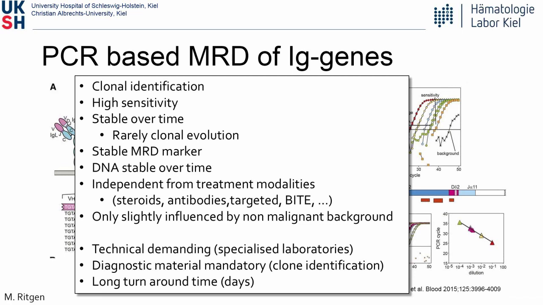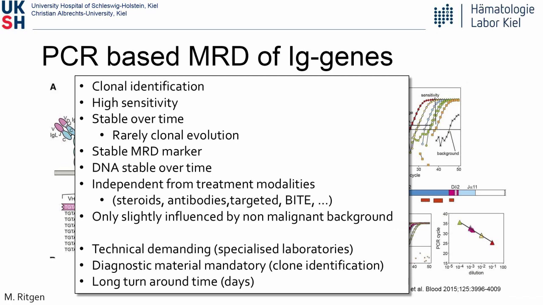This is a technique which is highly sensitive and stable over time. The clone is usually stable over the whole course of the disease, and clonal evolution is rather rare. And the DNA is also stable over time. So we can use DNA stored from frozen tissues, or even blood which travels for a week or 10 days by regular mail. And it is more or less independent from the treatment used. The normal background of B cells has a rather moderate influence in terms of sensitivity and specificity.